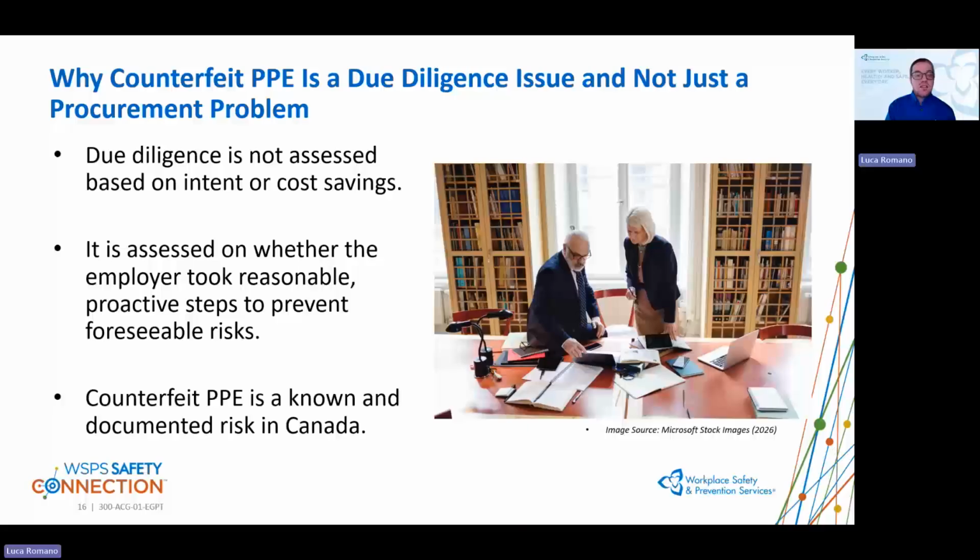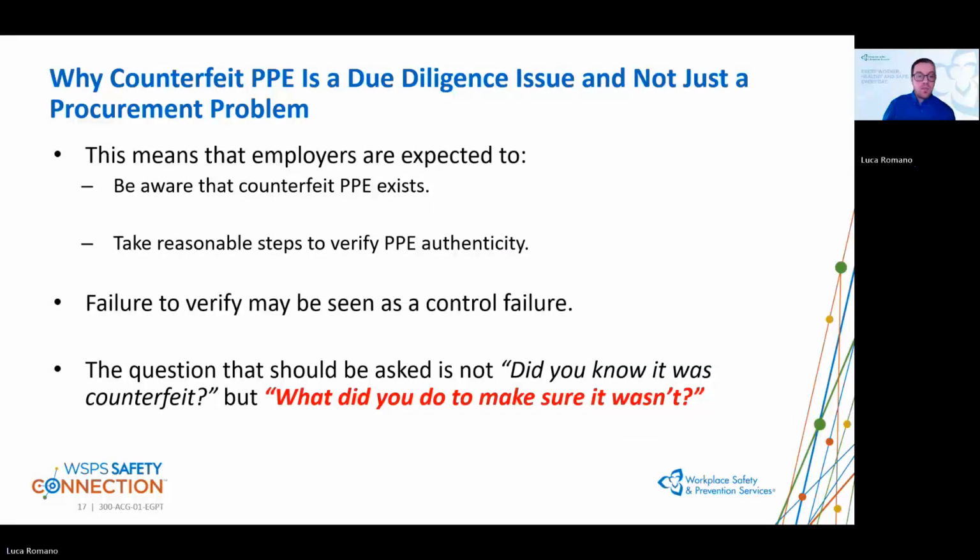And at the end of the day, it's assessed on whether reasonable proactive steps were taken by an employer to prevent foreseeable risks. Because we're aware that counterfeit PPE is a known and documented issue within Canada, we need to take action on this and make sure we have some type of measures in place to manage through this risk or hazard. I would also say that because we're aware of other types of counterfeit products that exist in our world, the standard should be different, and we should be asking this question for personal protective equipment.